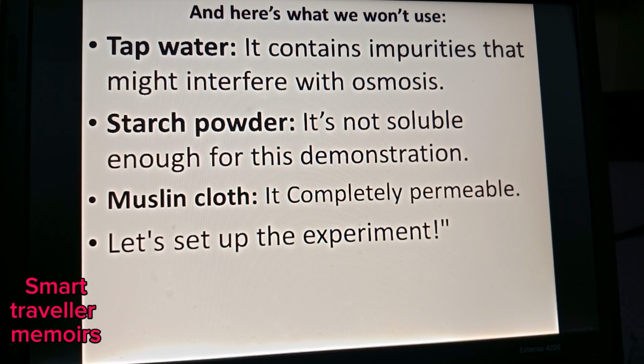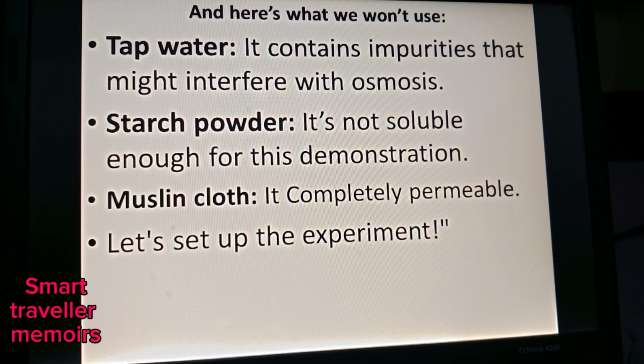And here is what we want to use. So we are not going to use tap water because it contains impurities that might interfere with osmosis. And we want to use starch powder because it's not soluble enough for this demonstration. And we want to use muslin cloth because it is completely permeable.